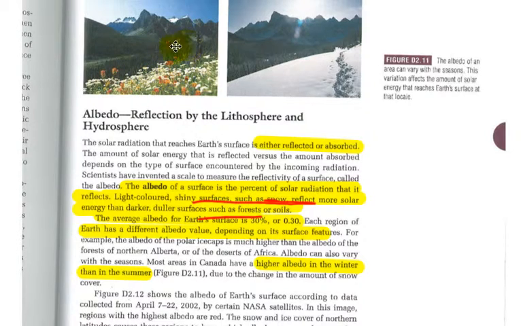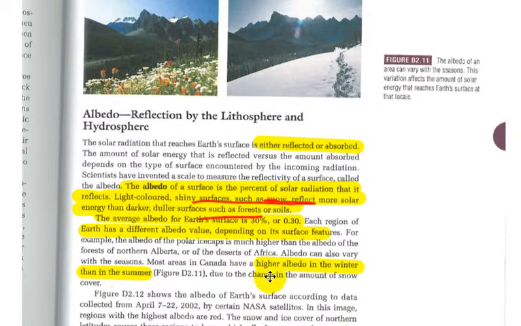And look at this, the same thing holds true here. Snow cover, with its light color, will reflect a lot of radiation and not get heated up as much as a region like this, which is darker, absorbs more energy, and as a result becomes warmer to the touch. For example, the albedo of the polar ice caps is much higher than the albedo of the forests of northern Alberta. So again, albedo is what percent is reflected. The more reflection, the lighter colored the surface, the larger the albedo number. So 30% versus 0.3%. And of course, deserts in Africa are lighter colored too, and they would reflect a lot as well versus darker soil.